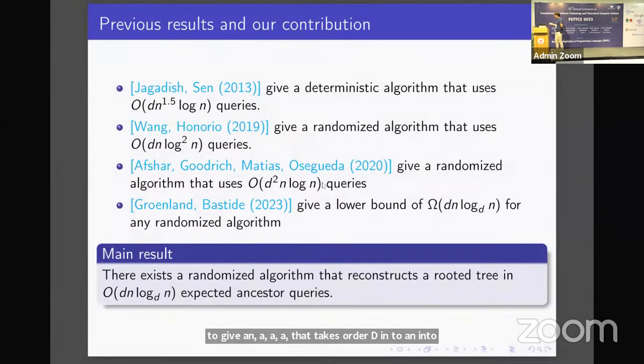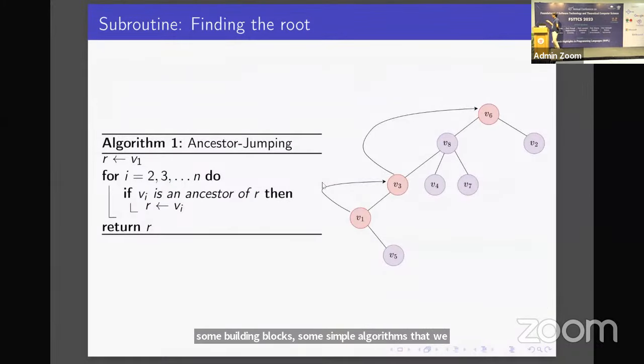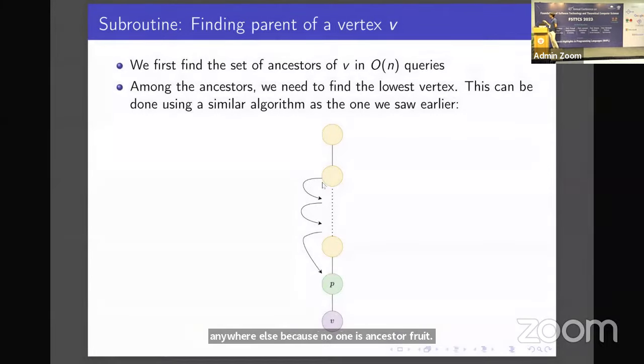Okay, so before we get into the algorithm, I'll discuss some building blocks, some simple algorithms that we use repeatedly. The first is, suppose you have to find the root of the tree. To do that, we can just consider any arbitrary ordering v1 through vn. We can start by setting r to v1, and we can consider all the vertices v2, v3 up to vn in that order. And if vi is an ancestor of r, we jump from vi to r. So it's called an ancestor jumping algorithm. For example, in here, we'll start at v1, and we'll jump to v3, then we'll jump to v6, but we won't jump to v2 because v2 is not an ancestor of v1, right? So the root must appear somewhere in the ordering, and whenever we reach the root, we must jump to the root because the root is an ancestor of everything. And once you have jumped to the root, we won't jump anywhere else because no one is an ancestor of the root, right? And similarly, we can also find the parent of any given vertex in n queries.